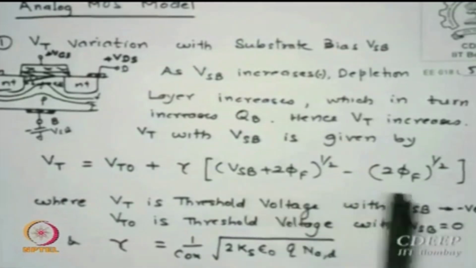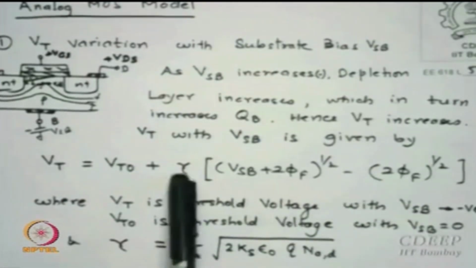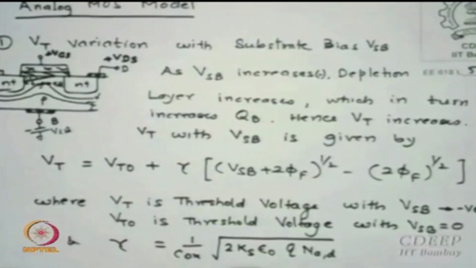So this additional term is multiplied by gamma, which essentially is part of the xd expression and the QB expression which we wrote there: 1 upon Cox times root of twice K epsilon naught q NA, and NA means NA for an N channel device, ND for a P channel device.